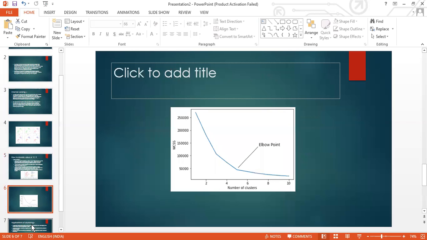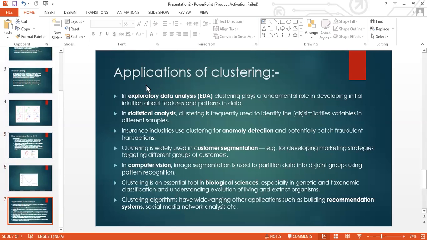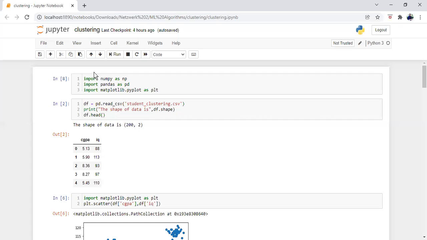Okay, and next I have this. These are the applications of clustering. It helps us in statistical analysis, and mainly it is used for recommendation systems and customer segmentation. And so yeah, let me show you the Python implementation also, how it is done. Okay, so this is the Python implementation.